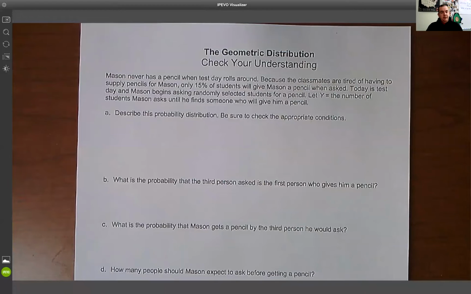Today we're going to talk about geometric settings. So let's go ahead and take a look at the problems. So a geometric setting is different from a binomial.